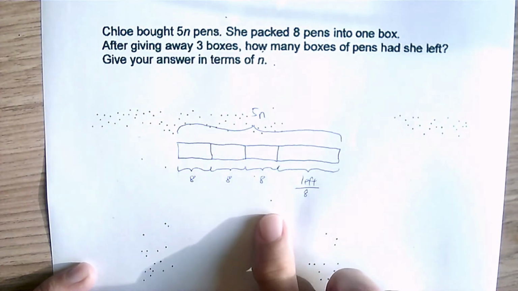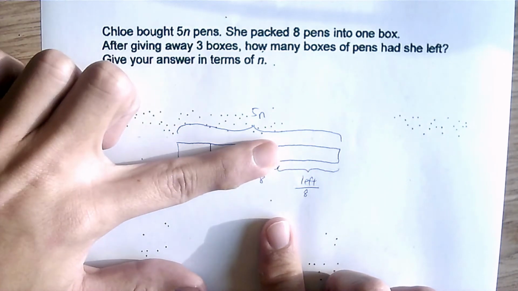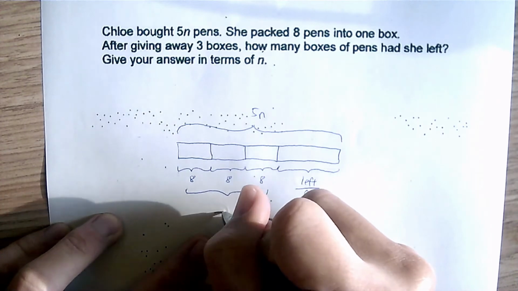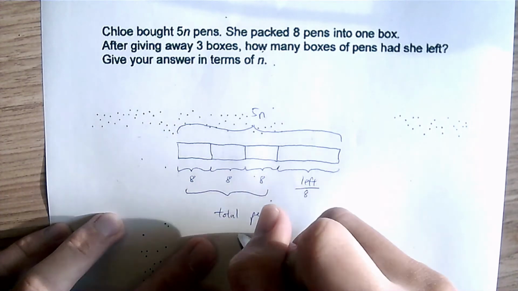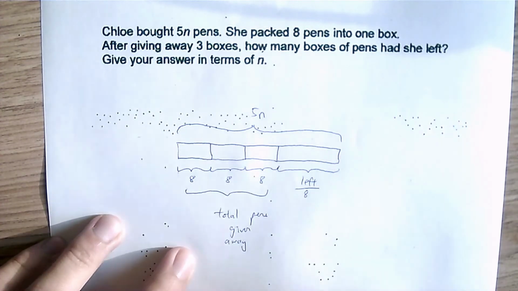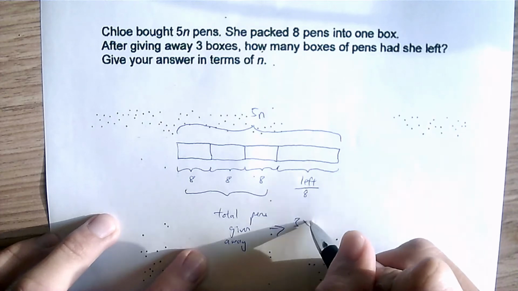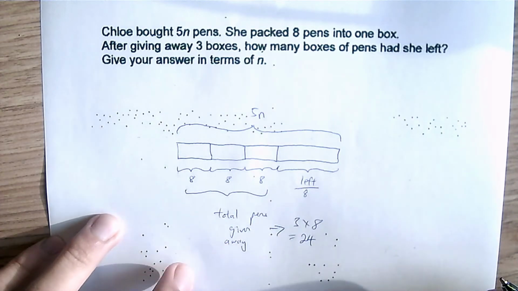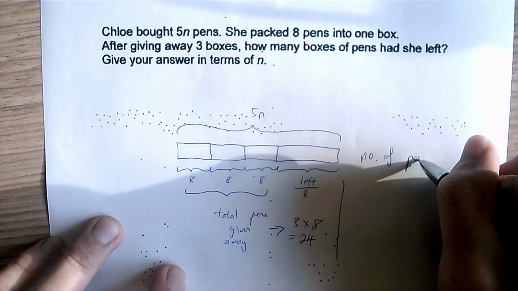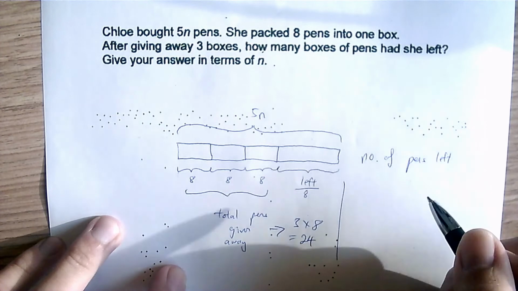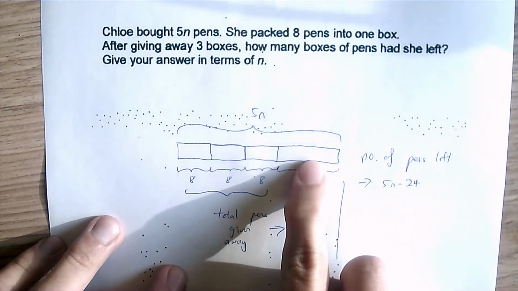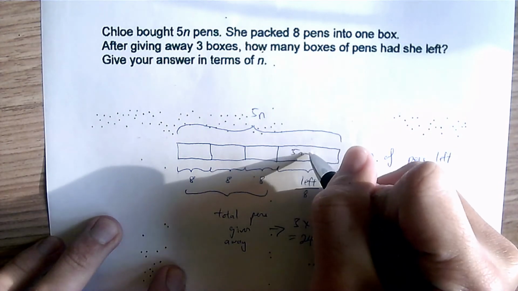Alright, the very first step you have to do is to find out how many pens she has left. So over here, let's find out the total number of pens. So total pens given away. Remember, write the sentence and then write the arrow, it will be 3 times 8 equals 24, and the number of pens left will be 5n minus 24. So this is 5n minus 24 pens.